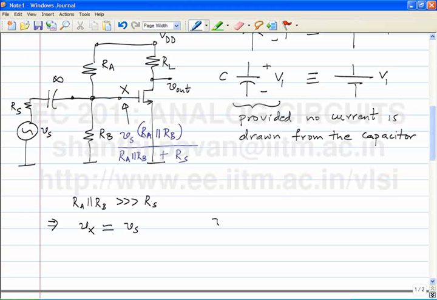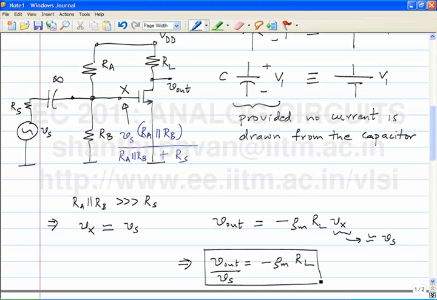So the incremental value Vout is what, in terms of Vx? It's minus Gm RL Vx, and Gm can be found because you already know the operating point. You can use any one of those many formulae that we derived for Gm, given bias current and W by L and all this other stuff. And Vx is approximately equal to Vs, which means that the incremental gain is minus Gm RL.